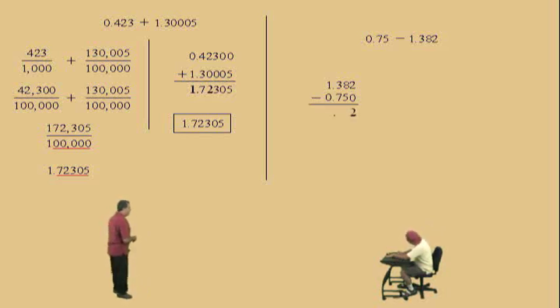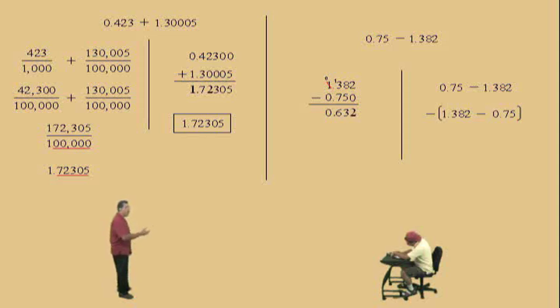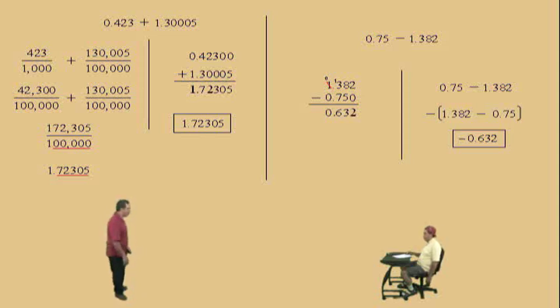2 subtract 0 is 2. 8 subtract 5 is 3. 3 subtract 7, we need to borrow. So that becomes 13 subtract 7, which is 6. And 0 subtract 0 is 0. 0.632. Therefore, 0.75 subtract 1.382 is the opposite of 1.382 subtract 0.75, which we did in the vertical format. And so our answer is a negative 0.632, a negative 632 thousandths. Whew. There's our answer there.